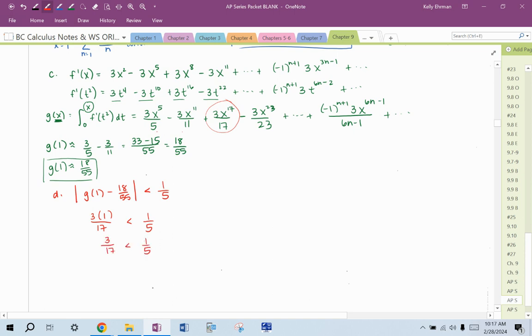If you really wanted to prove it, you could work with a common denominator. What is 17 times 5? Let's see, 17 times 5 is 85. And you could say, hey, 15 over 85 is less than 17 over 85. So done, proven. When I check the scoring guidelines, it stops right here.